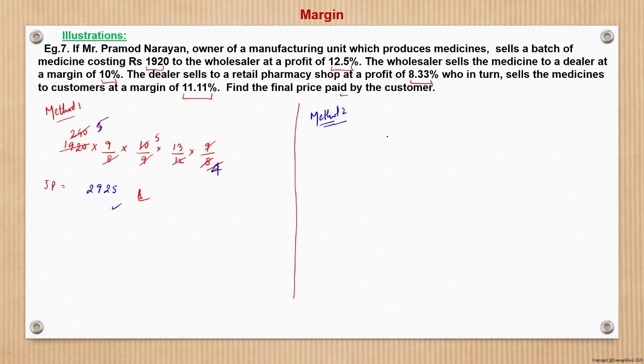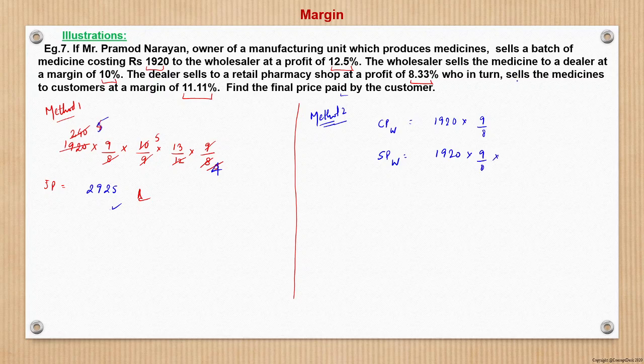So what is the cost price for the wholesaler? Cost price for the wholesaler is 1920 into 12.5%, I mean 1 plus 1 by 8, which is 9 by 8, right? And this is nothing but the selling price. This is the cost price for the wholesaler. Now, what will be the selling price for the wholesaler? Selling price for the wholesaler will be 1920 into 9 by 8.